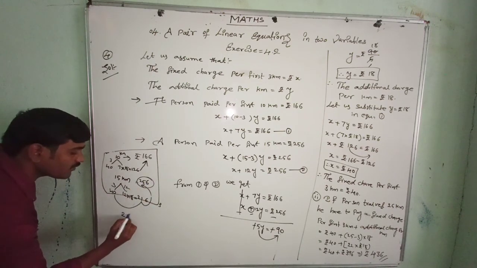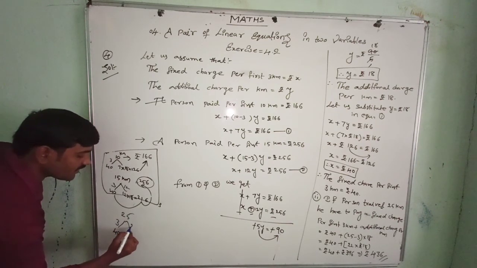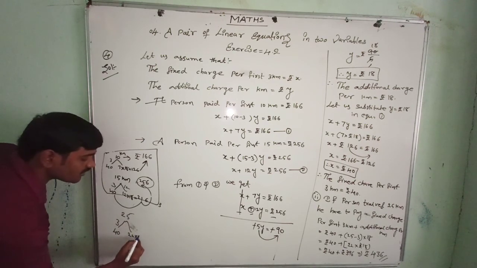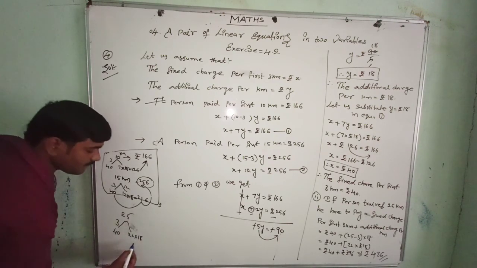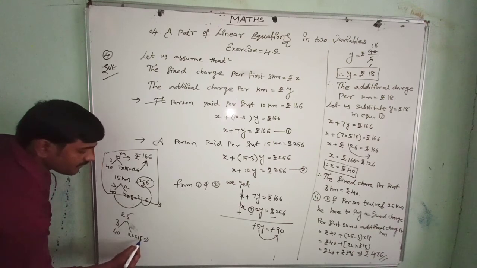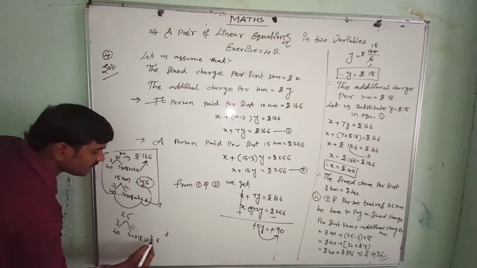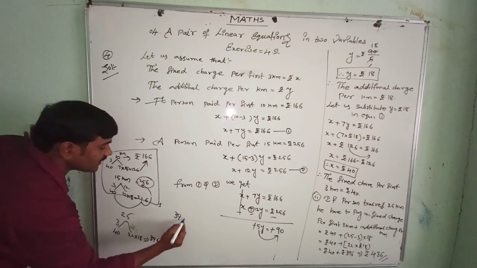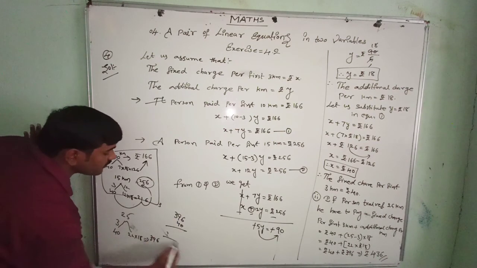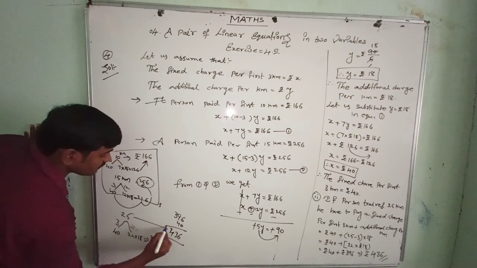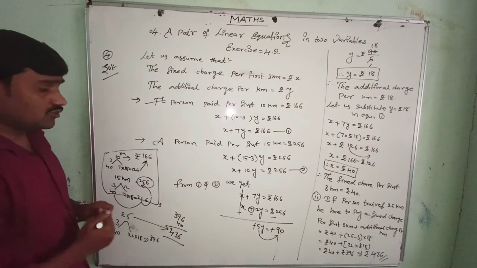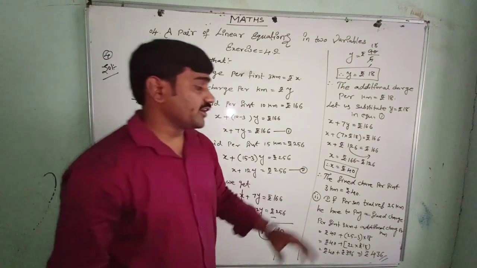Simple. If you travel 25 kilometers, for first 3 kilometers it is 40 rupees. For next 22 kilometers, you will pay 18 rupees for each kilometer. 18 twos are 36, 3 carry, 18 twos are 36 plus 3, 39. That means 396 plus 40. So you will be paying 436 rupees. 436 rupees you have to pay if you travel 25 kilometers.